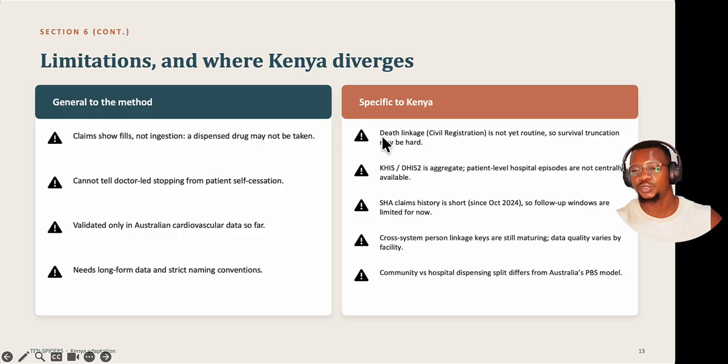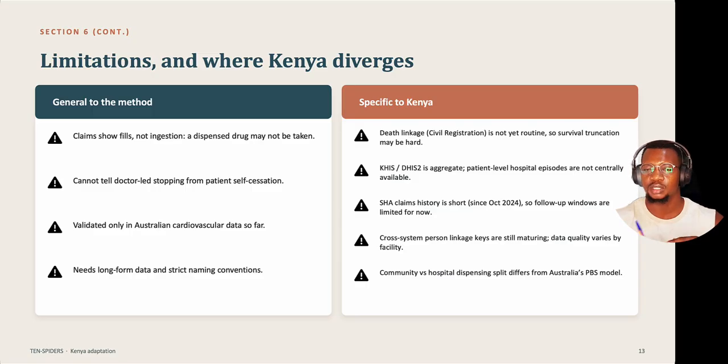So specifically to Kenya, our civil registration, it's in Intatas. I don't know about that. So survival truncation may be hard. The KHIS system that we use to report, it's aggregate. We cannot trim it down to subject level, or rather patient level. The SHA claims history is short.